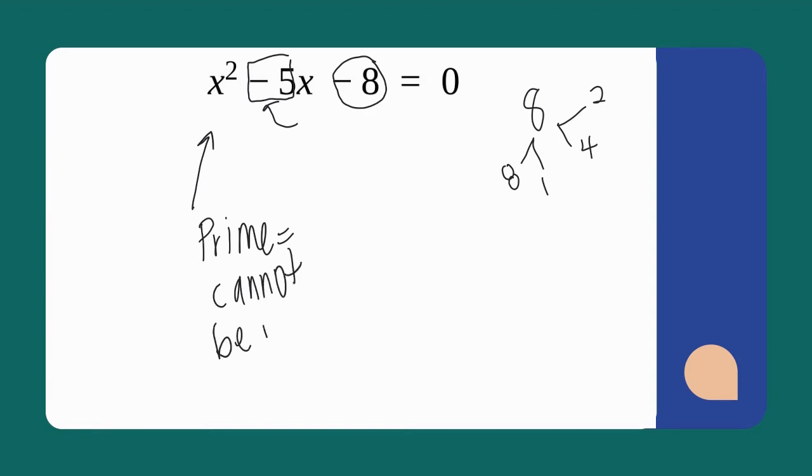And you may remember the word prime from previous math classes. If something is prime, that means the only factors are itself and 1. So when we're talking about a quadratic equation that is prime, we cannot factor this like we've been used to doing.